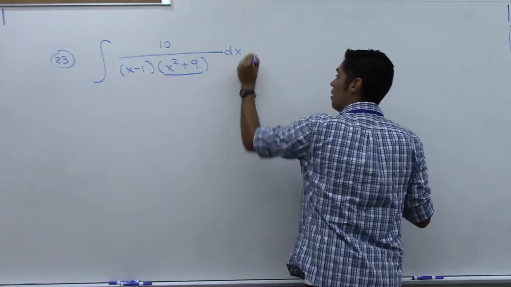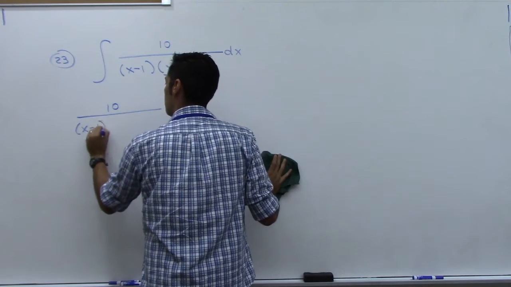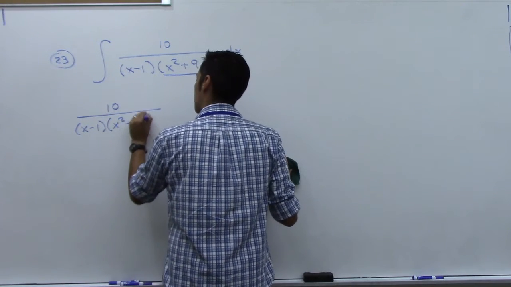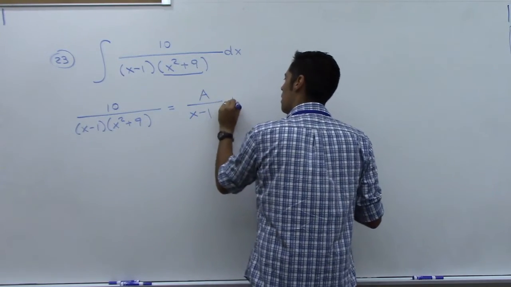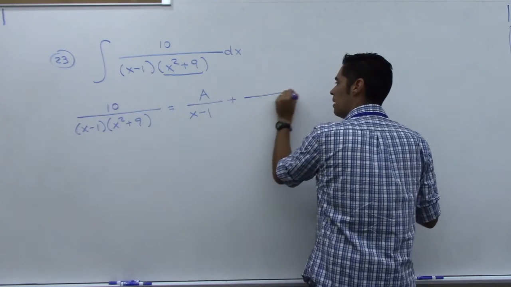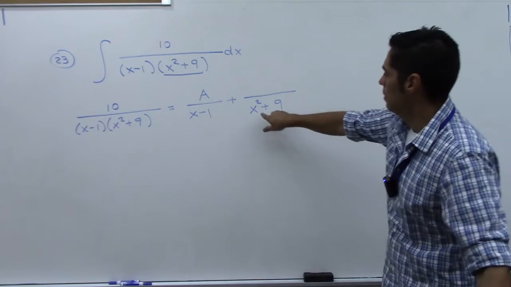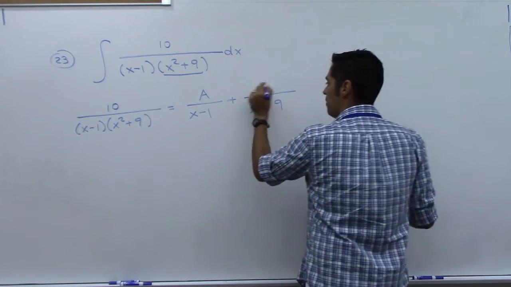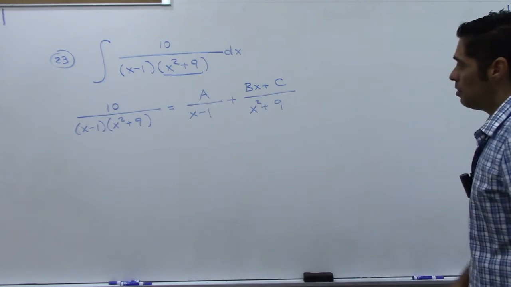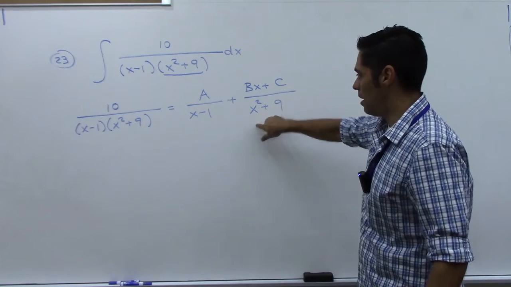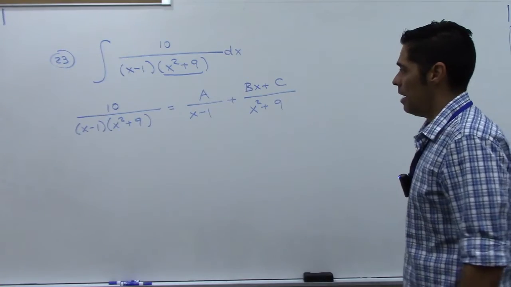So what I know is that this integrand has to be rewritten with an A over my distinct linear factor plus, now my irreducible quadratic factor here. But instead of B, anytime we have an irreducible quadratic, we put Bx plus C. So we put a linear expression on top of the quadratic expression if it's an irreducible quadratic, which it is in this case. And then I play the same game.